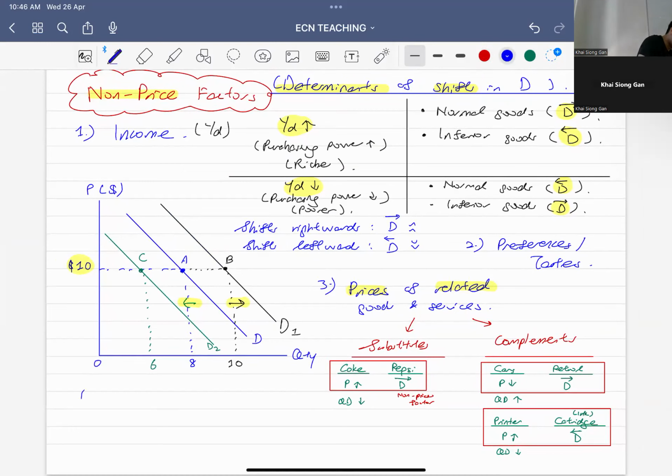Now, the fourth factor is called population or demographic. For example, if the population in the country has increased, then the demand for goods and services will increase.